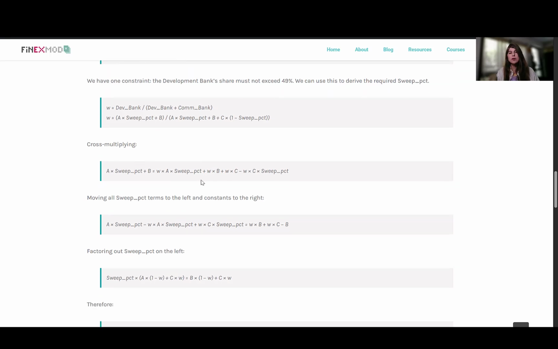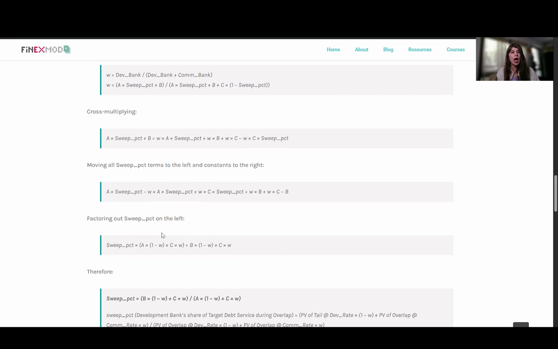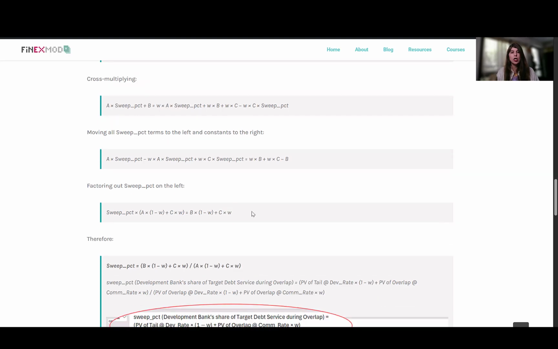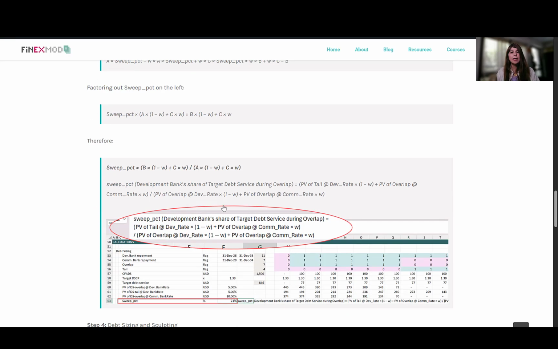So we're going to cross multiply, we're going to bring the cash sweep to the one side of the equation, and we're going to factor out the sweep percentage to the left. And then eventually we're going to get to the formula for the calculation of this sweep percentage.